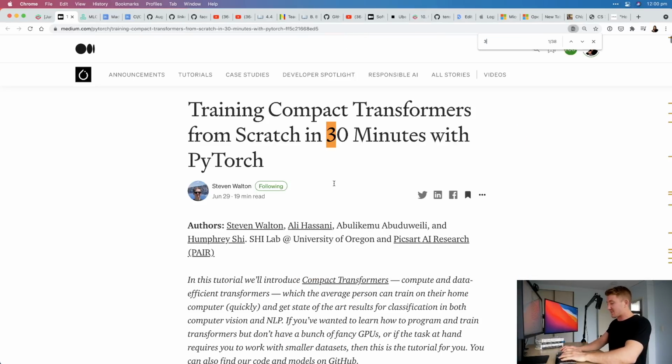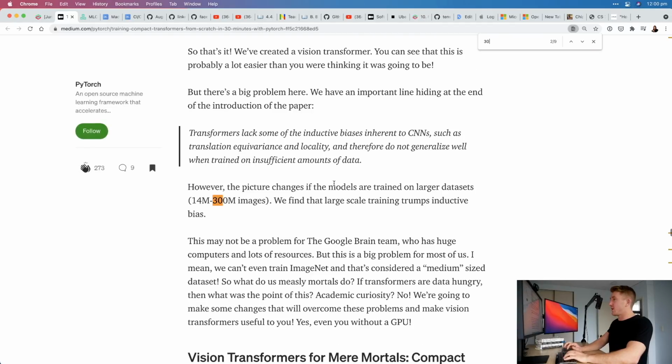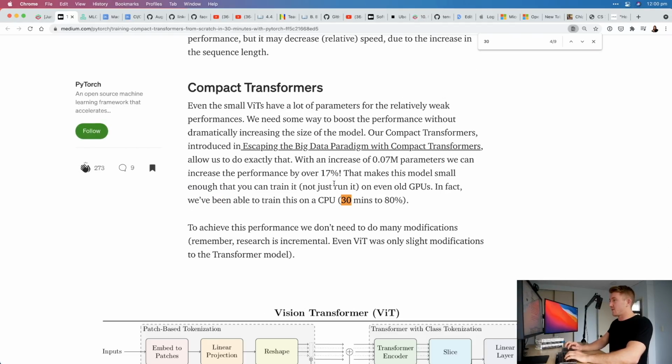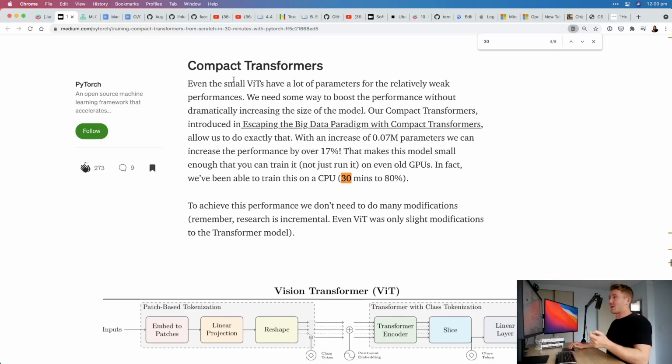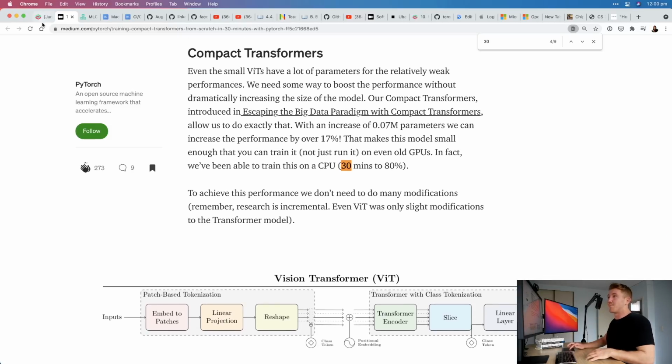Where's the stats? 30 minutes. Boom. Well, it's in the title, isn't it? You can train on a CPU, 30 minutes to 80% accuracy. But go check that out. Beautifully written blog post. There's a paper to go along with it. That's how I like to read research, in this sort of style.